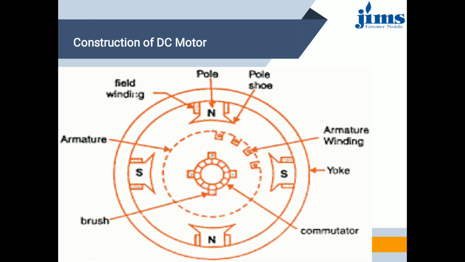Construction of DC motor. Mainly, there are the following main parts of the DC motor. The first one is the field winding. The second one is the armature winding. The third one is the yoke or frame, pole core, pole shoes, magnetizing coil, commutator, and brushes.